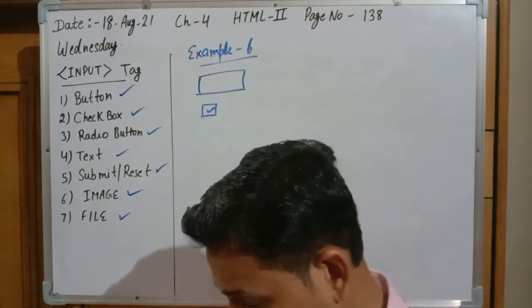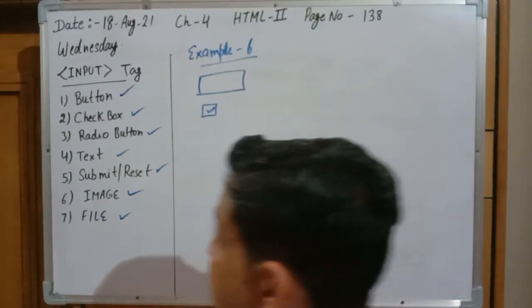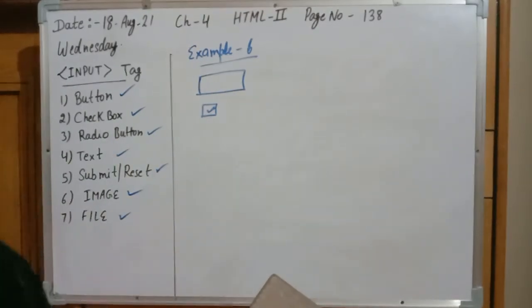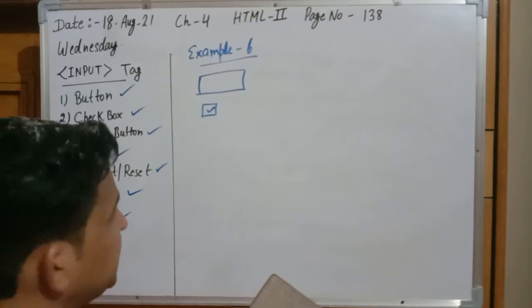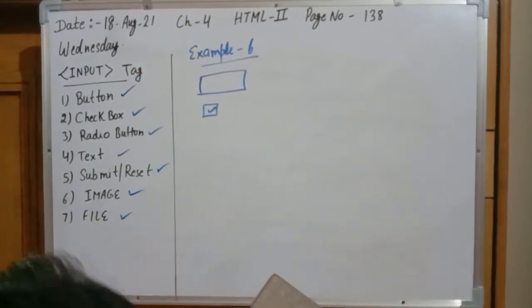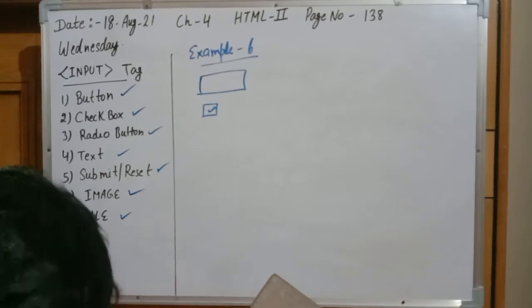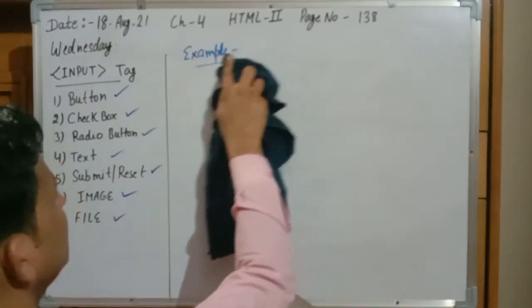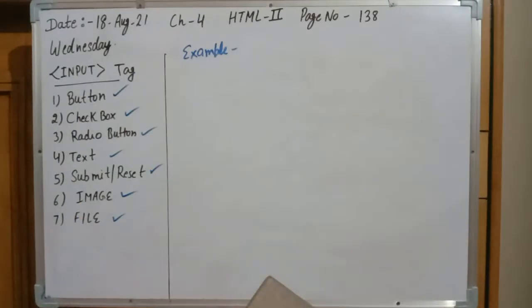Next, come to the second type of input, that is checkbox. Checkbox can provide input via the same method, only what will be the change? The attributes of checkbox are again the same, name is there, value is there, but one more thing is there, that is check. How will we perform it? Now go to example number 7.